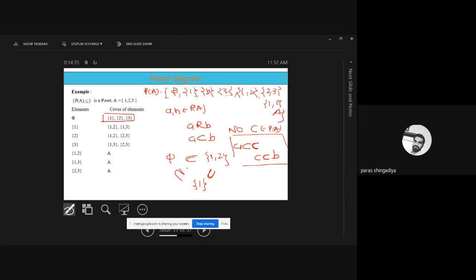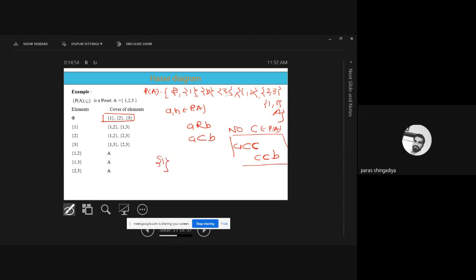Okay, now the next element, that is singleton 1. So how many choices do we have? After {1}, that is singleton 2, singleton 3, {1,2}, {1,3}, {2,3} and A. These are the choices which could be the cover element of {1}. But let's check which are the possible answers.